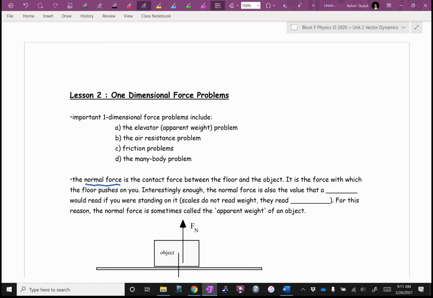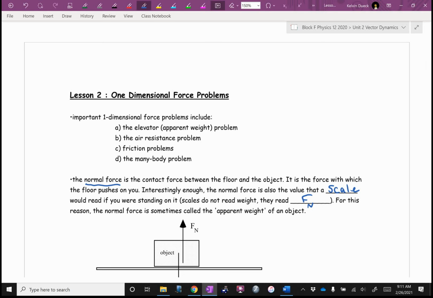And it's also the value that a bathroom scale reads when you stand on it. Scales don't read mass. Scales don't read weight. Scales read the normal force. There will be questions when I ask you to tell me what a bathroom scale is reading. In your free body diagram, you're not going to put F scale, you're going to put normal force, and that's what you're going to solve. And I think we proved that.